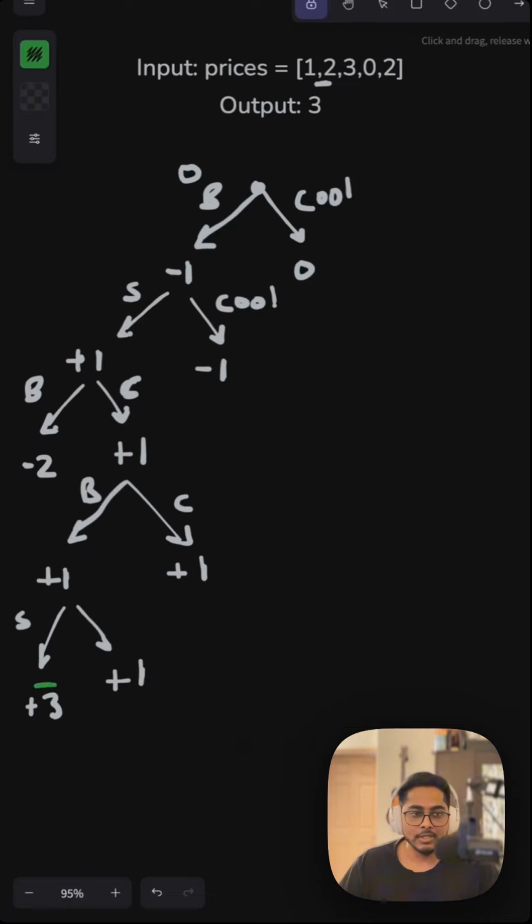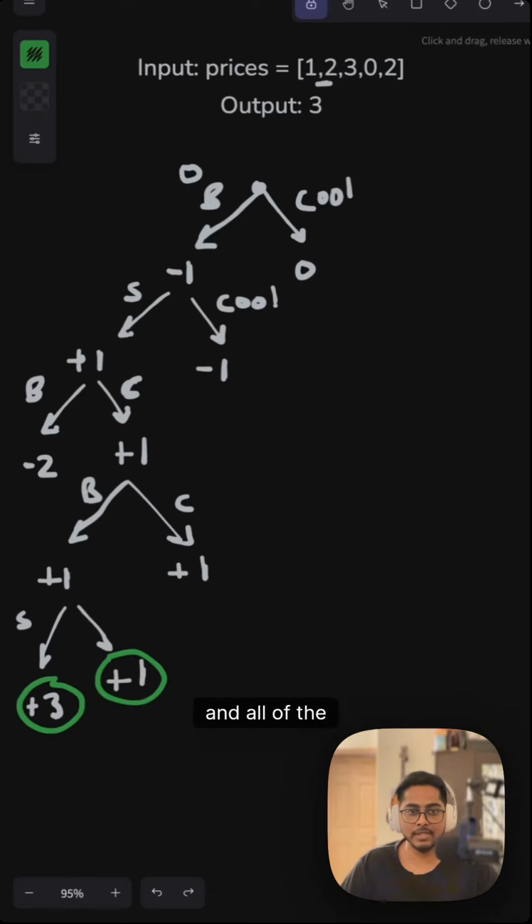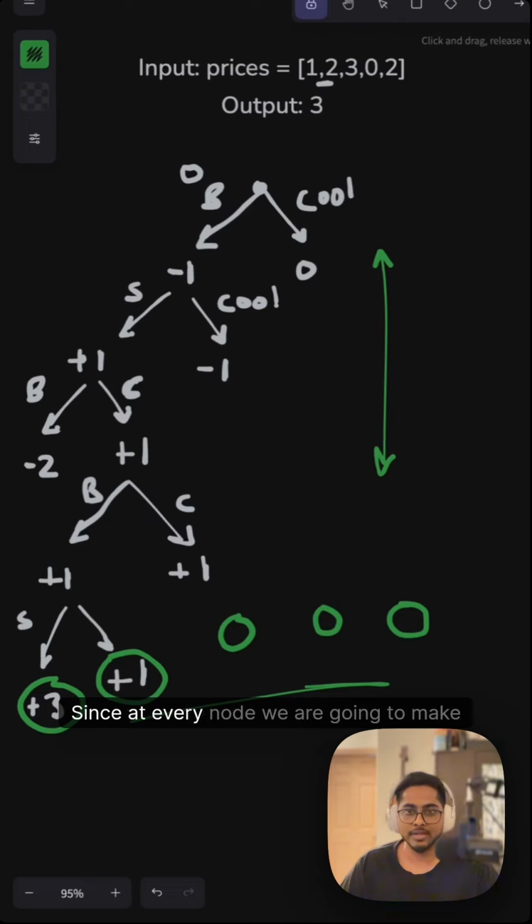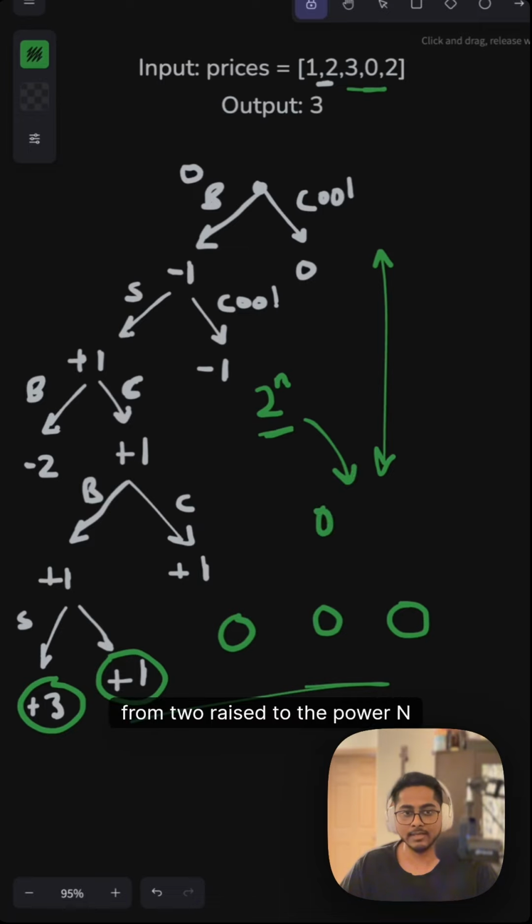So now if you see this and all of the end nodes from here, the maximum of this is what we will be returning. But there is one problem, and that is the height of this tree. Due to the height, the time complexity for this approach, since at every node we are going to make two decisions and that will be happening n times, will be 2 raised to the power n. But we can easily optimize this by caching our results, and with caching we can move from 2 raised to the power n to linear time.